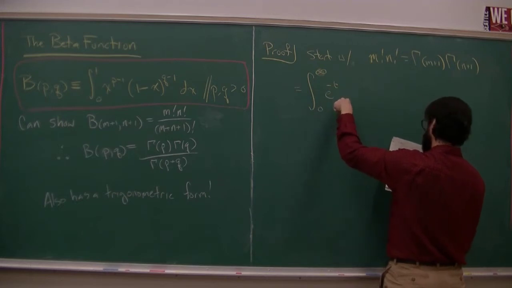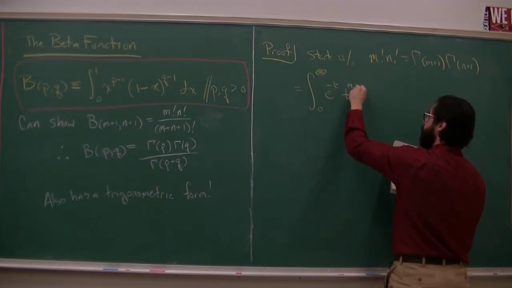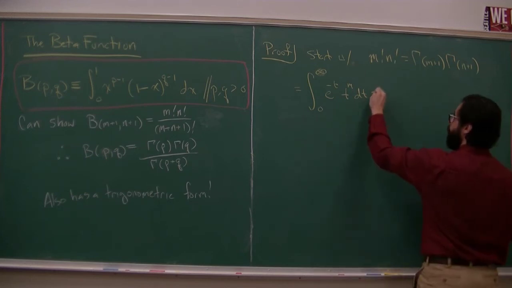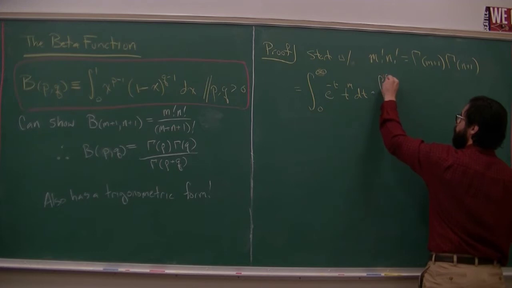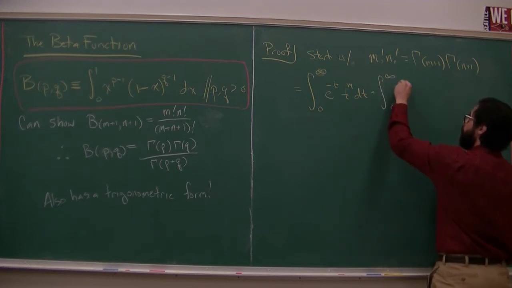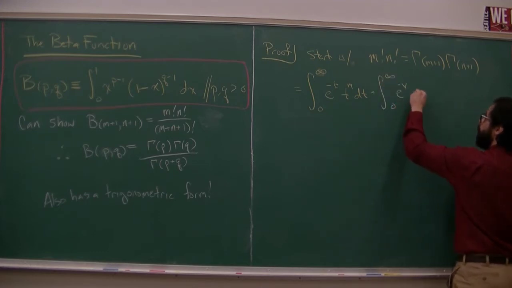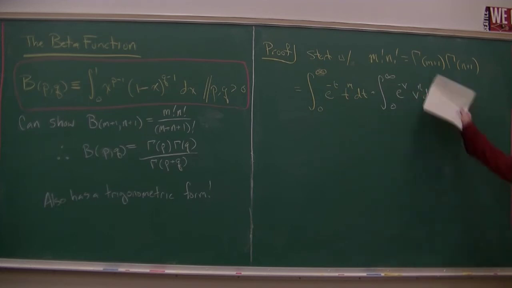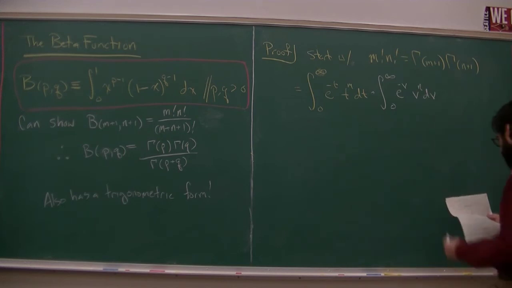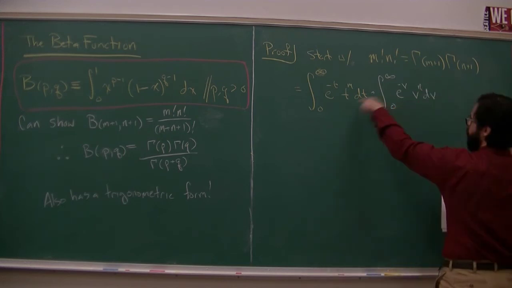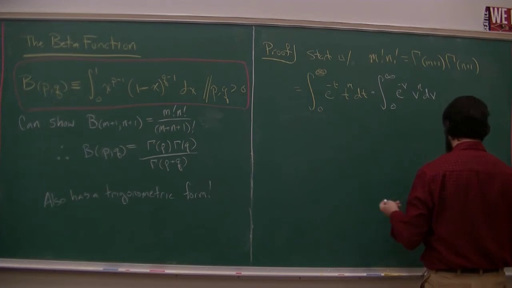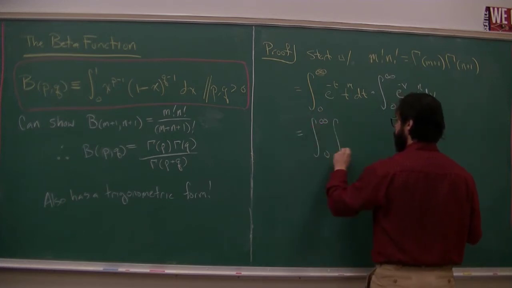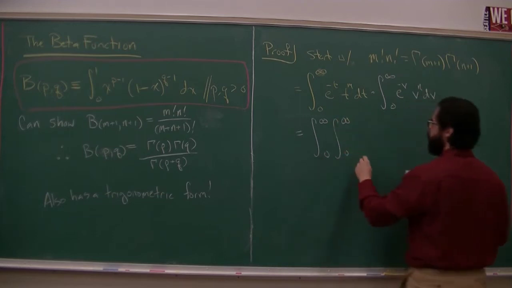So integrate over t. And then we'll integrate the second one over a different dummy variable, call it v. So those are just those definitions applied directly. And then the plus 1 and the minus 1 go away. Now I'll just combine them. And you can probably guess where we're going with this.